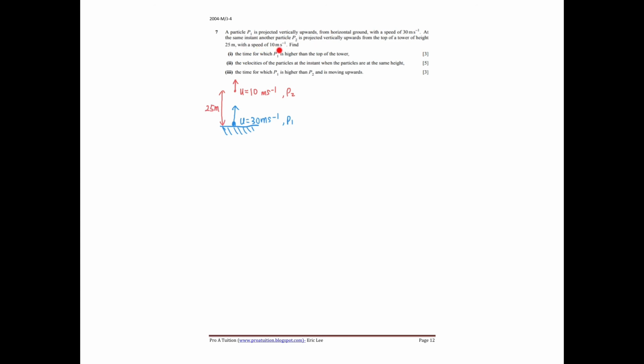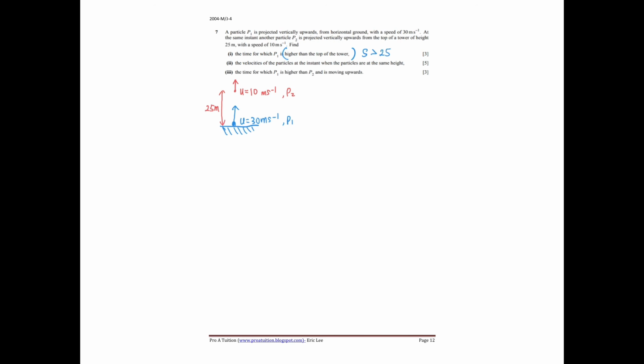Okay, so now let's see the next part. Find the time for which P1 is higher than the top of the tower. Higher than the top of the tower means greater than 25. You know, the tower is 25 meters. So which means the s is greater than 25. Okay, so let's say I use blue color for P1. So that's P1 and P2, the workings are separated.